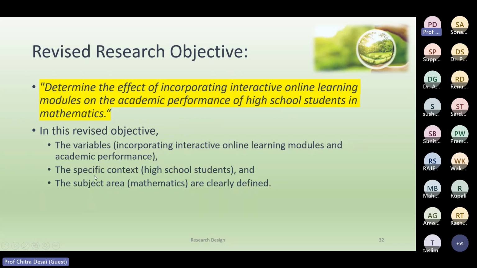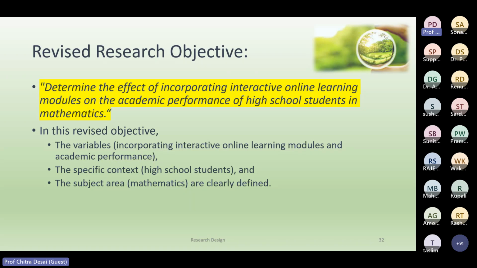What is the specific context? It is the high school students. And what is the subject area? The subject of mathematics. So all these are clearly defined. Whenever we define our research objective and say that there should be clarity, these variables, the context and the subject area have to be very clearly defined, and that helps you to be more specific. You start narrowing things.